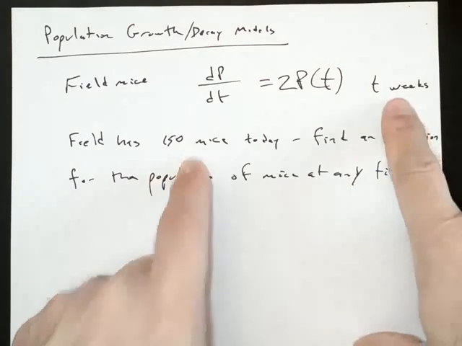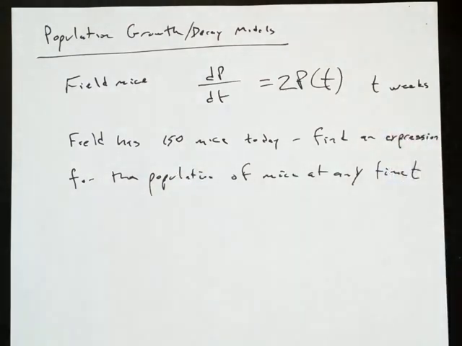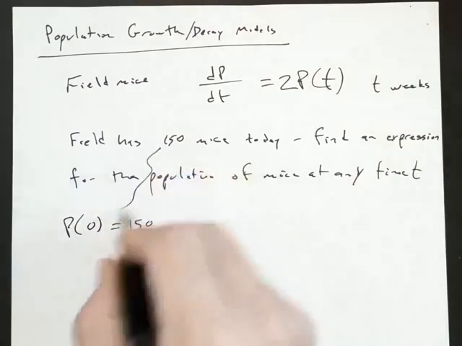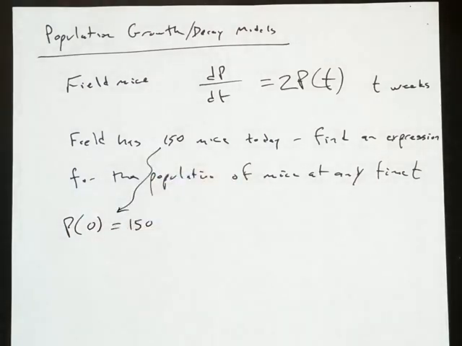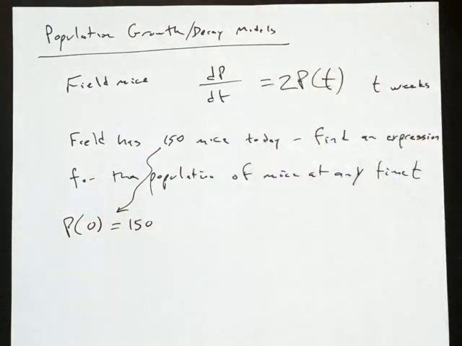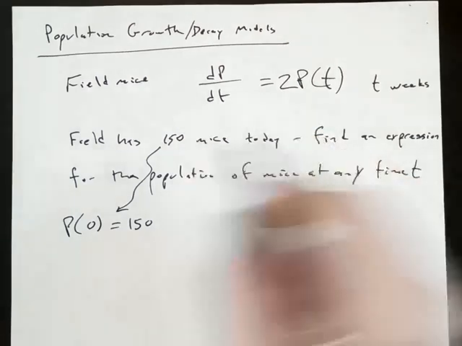P is mice, t is weeks. So that should be a population value. So let's assign it to a time. Well, that's the population right now. Let's assign that to the time 0. And then that can be an initial condition, a boundary value in this differential equation that will allow me to solve for an appropriate constant when I do what we were doing last week and treat this as separable.